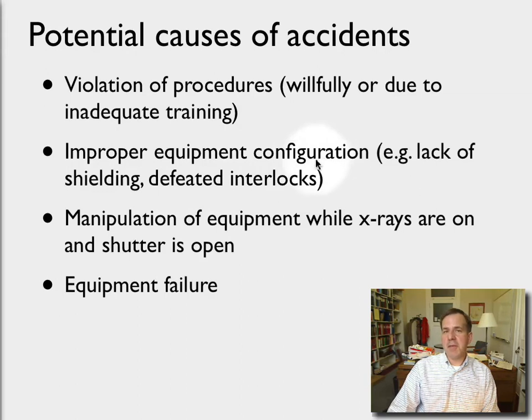The second potential cause of accident is improper equipment configuration. For instance, if a diffractometer were to lack shielding, or if someone were to defeat the interlocks, those of course could be causes of accidents. If we were to manipulate the equipment while the X-rays are on and the shutter is open, and here I'm thinking about things like diffractometer alignment, that of course could lead to a radiation exposure. Again, the equipment is designed in such a way that it's not possible to have your hands or any other part of your body near the main beam while the X-rays are on and the shutter is open.